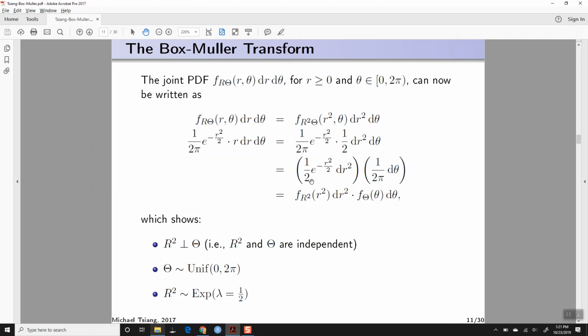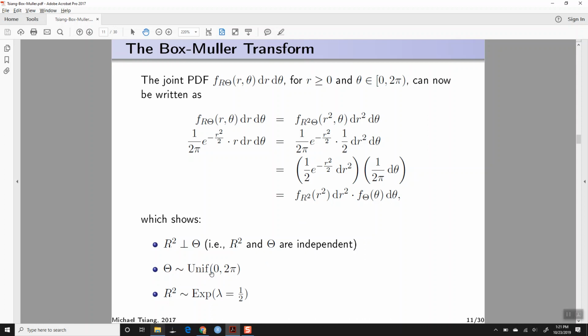Of an exponentially distributed random variable where lambda is 1/2, okay? Because the PDF of an exponential is lambda e to the negative lambda x or whatever it is, right? So just treat this r squared thing as some thing, and we can say the r squared value is exponentially distributed with lambda equal to 1/2, okay?